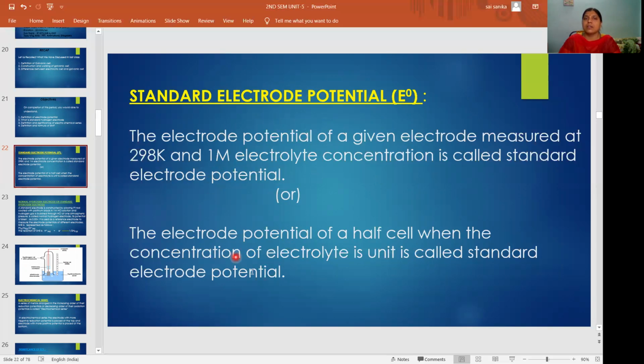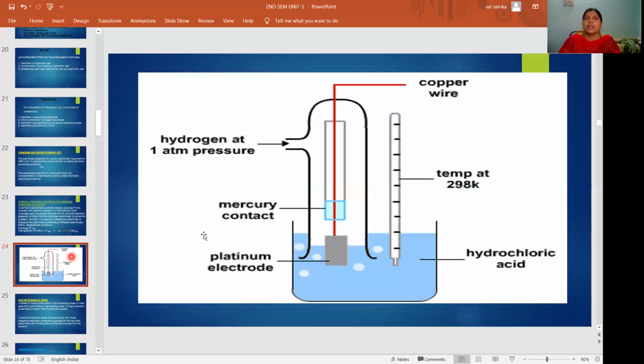Or, in another way, you can explain: when the concentration of the electrolyte is 1 m, the potential of that cell is considered as standard electrode potential. And this is the SHE. We take one beaker, in that electrolytic cell we take 1 m HCl, and we dip a platinum rod coated with platinum black, and onto that we pass hydrogen gas at 1 atmospheric pressure. This is the standard hydrogen electrode, and its potential is considered as 0 volts. It is taken as the reference electrode to measure the potentials of the other electrodes.